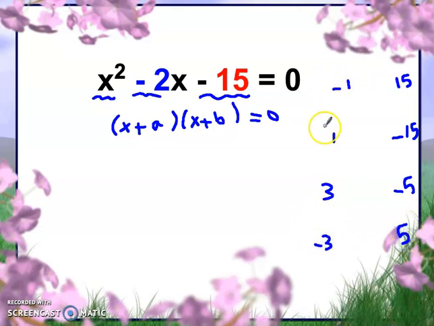Now which of these pairs is a and b? We should check their sum. If it is minus 2, then it will be our pair. So minus 1 plus 15 equal to 14. 1 minus 15 equal to minus 14. 3 minus 5 equal to minus 2. Then this will be our pair a and b. We can say that a equal to 3 and b equal to minus 5.